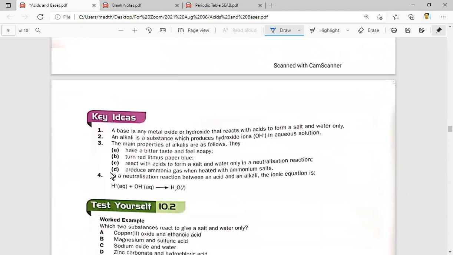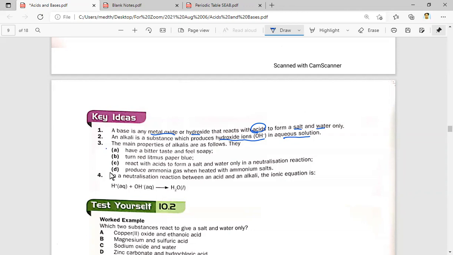We learned that a base is any metal oxides or hydroxides that will react with acid, to give salt and water. So that's the idea of what a base is. Any metal oxides or metal hydroxides that react with acids, give salt and water. Next, an alkali is a substance which produces hydroxide ions in aqueous solution. They are a very special group of bases because they are able to dissolve in water. Then we went through 4 reactions for alkalis. 4 main properties, sorry.